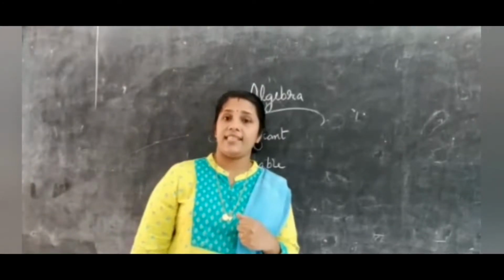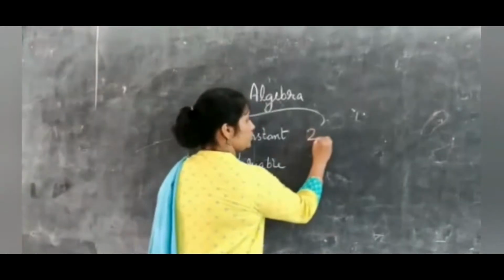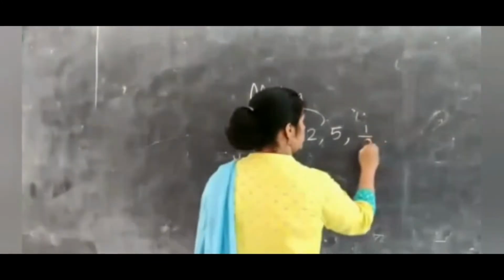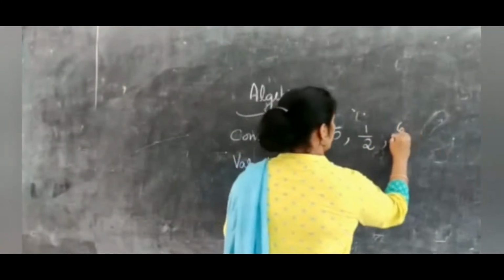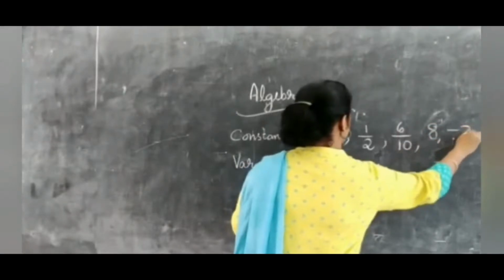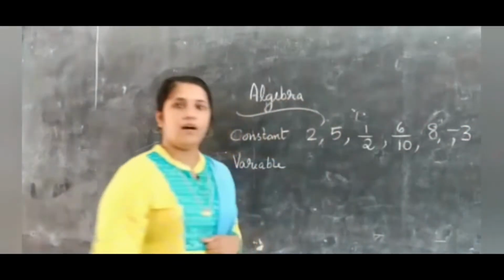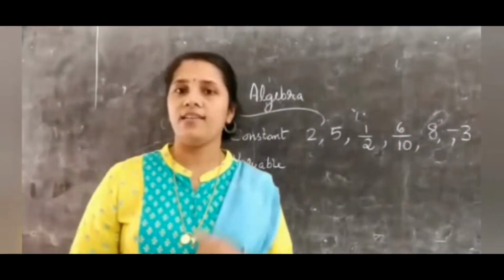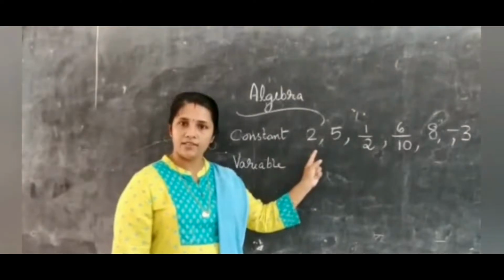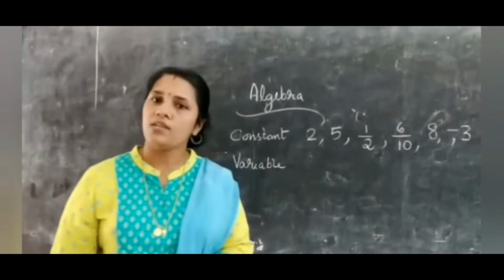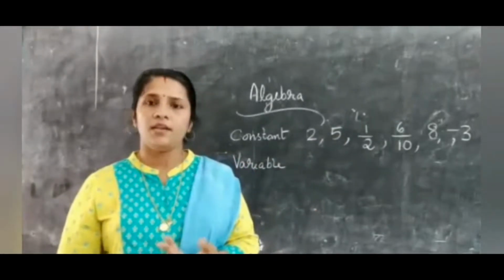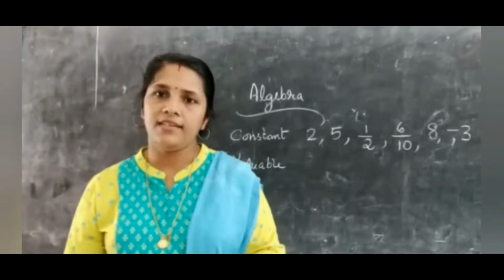Let me take the example, say 2, 5, 1 by 2, 6 by 10, 8, -3, etc. All these are constant values. We cannot replace any other number by 2, right? Yes. So, constants are the numbers. Then, what are variables? That we have explained, right?